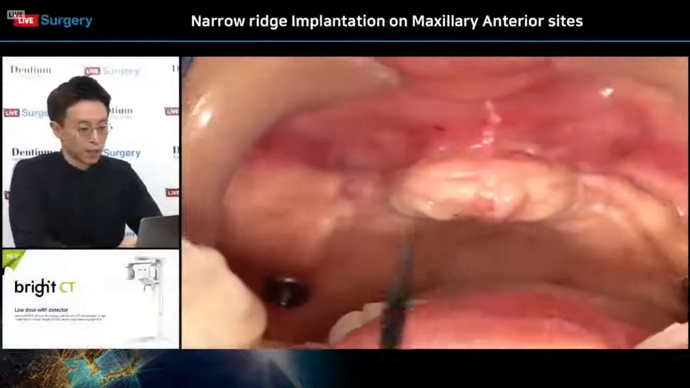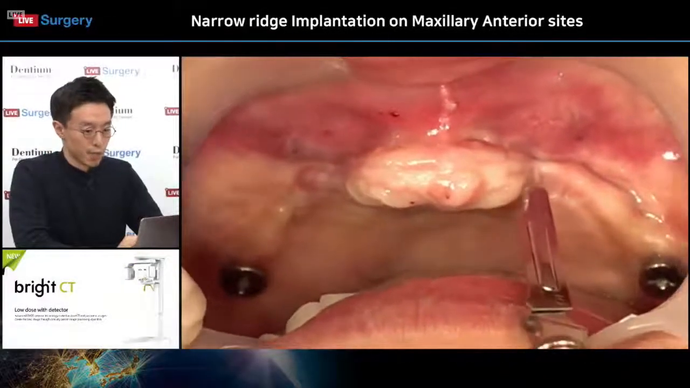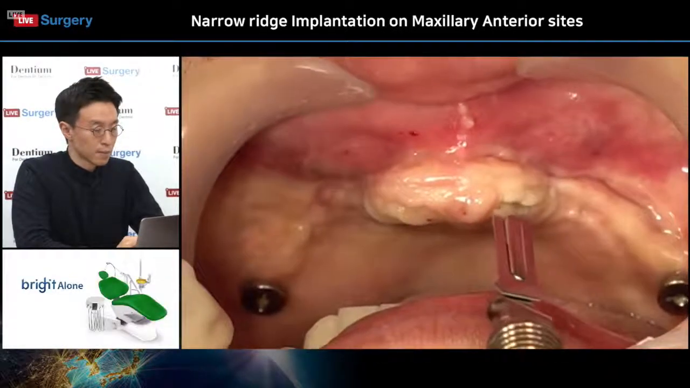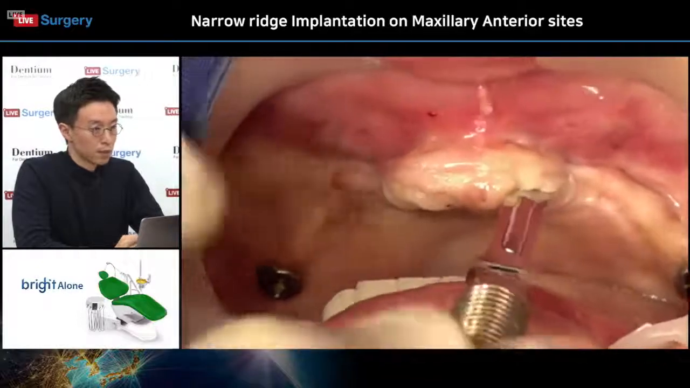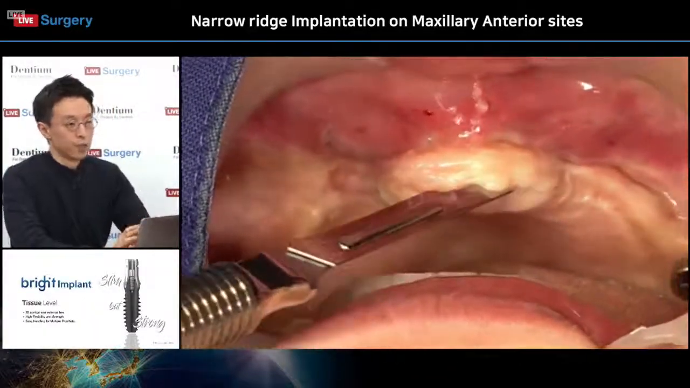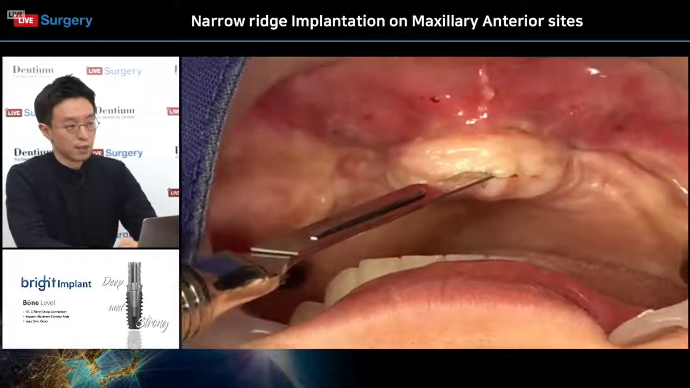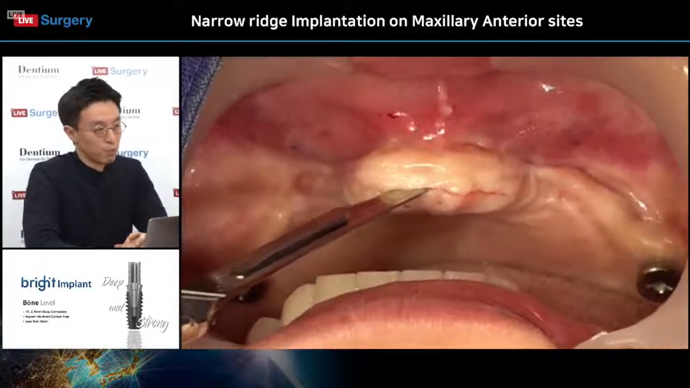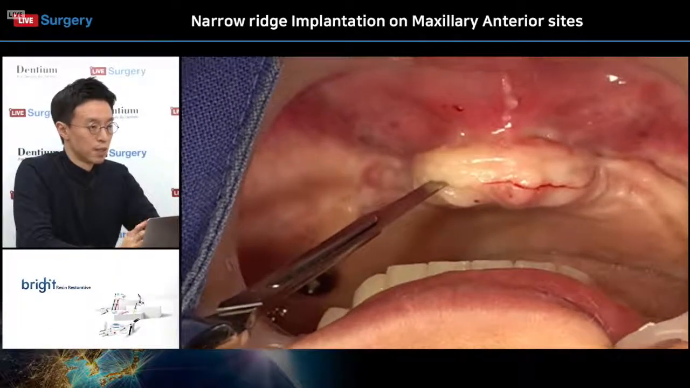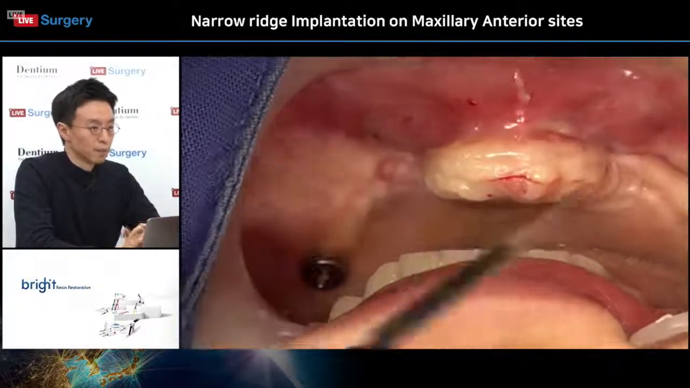I guess the second live surgery is ready to begin. The second live surgery case is very similar to the first live surgery case, but this case is much easier and simpler than the previous one.